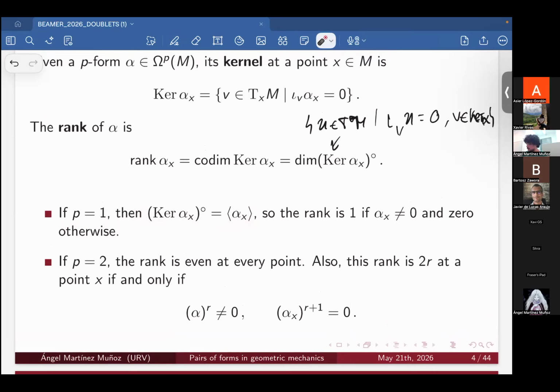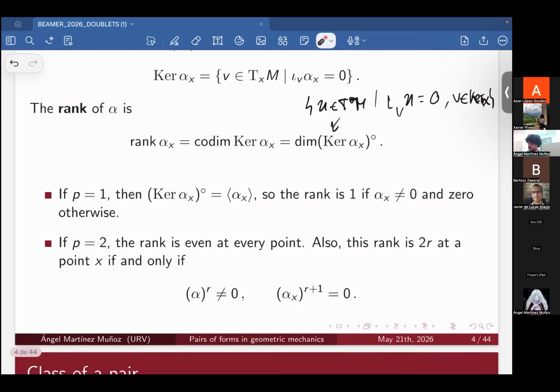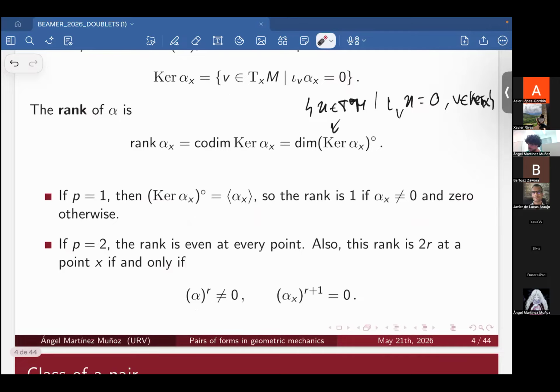So either the rank is 1 if the form is non-zero at that point, or the rank is 0, right? So this is just multilinear algebra. And then if you have a 2-form, the interesting thing is that the rank is always even. So at every point, the rank is even. It might change at different points, but the rank will always be even.